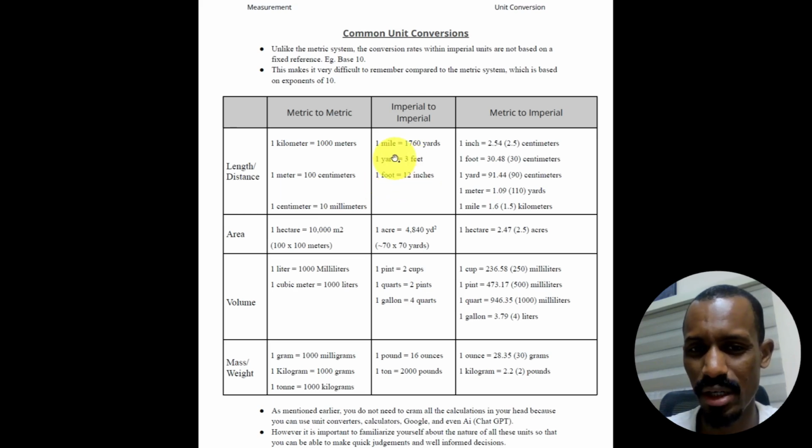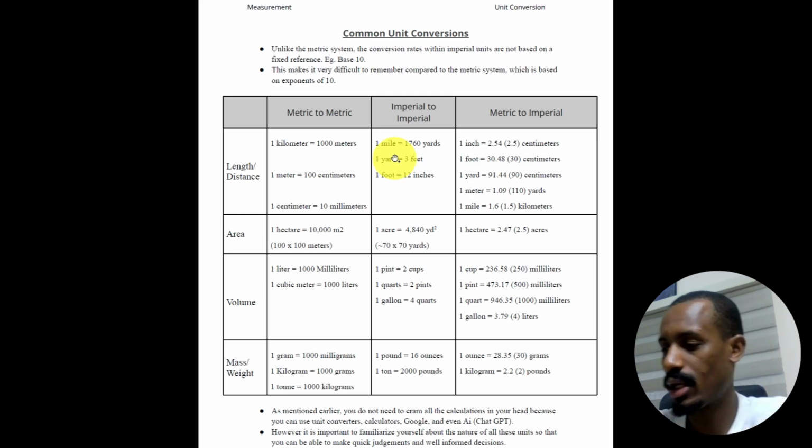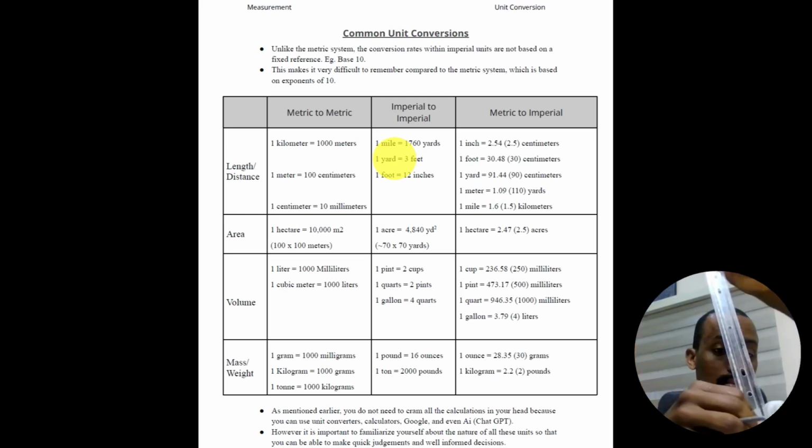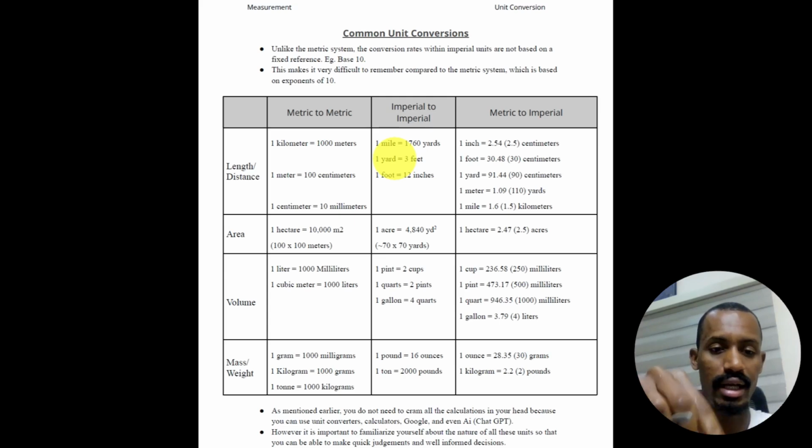1 yard is like 3 feet. 1 foot is like 12 inches. All right, so this is a 1 foot ruler, for example. You need 12 inches, and the inches are here.